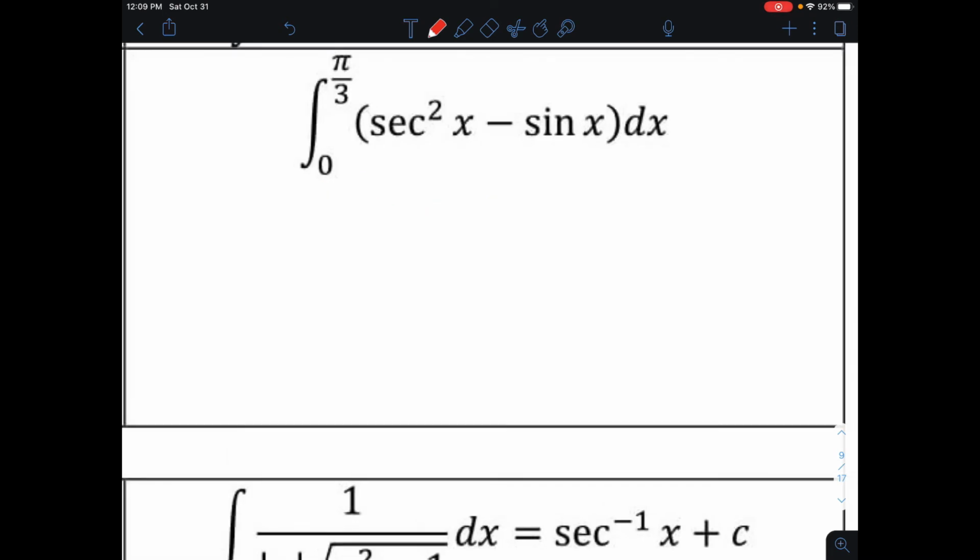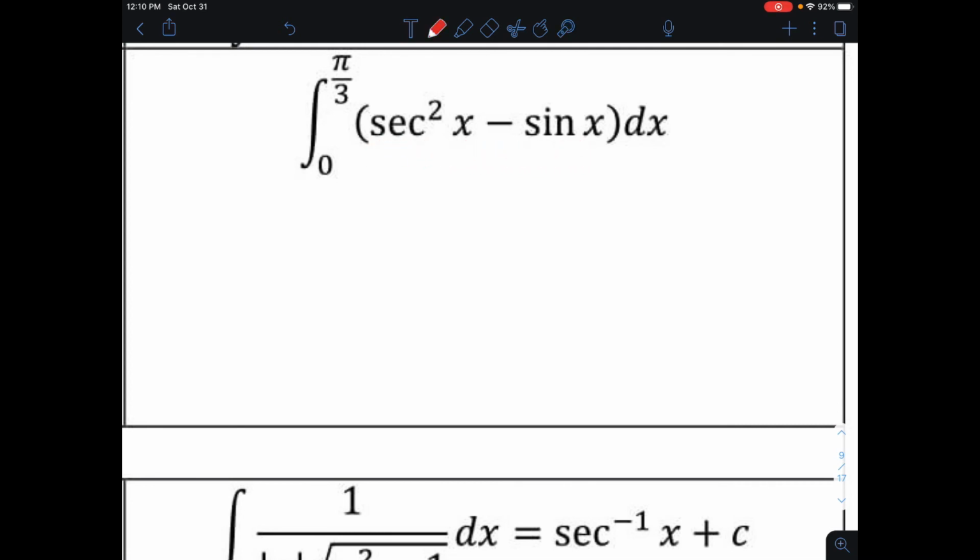Okay, next one. We want to find the definite integral from 0 to pi over 3 of secant squared of x minus sine of x dx. Well, we have two functions in here, so we could break this up into two separate integrals, evaluate and put them together. We could just find the antiderivative of each term and do it all as one sum. So I start by figuring out whose derivative will make what I'm looking at here.